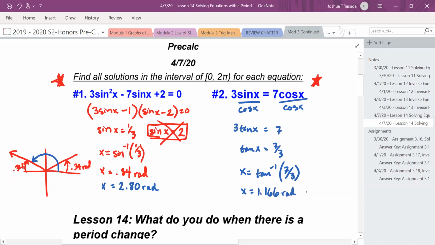And then I would add pi to find my next one because this one's in quadrant 2. No, false. Where is it? Quadrant 1? Do you agree with this? 1.166? Nobody's talking to me. I love you guys. And then I would add pi to figure out where the other one is.